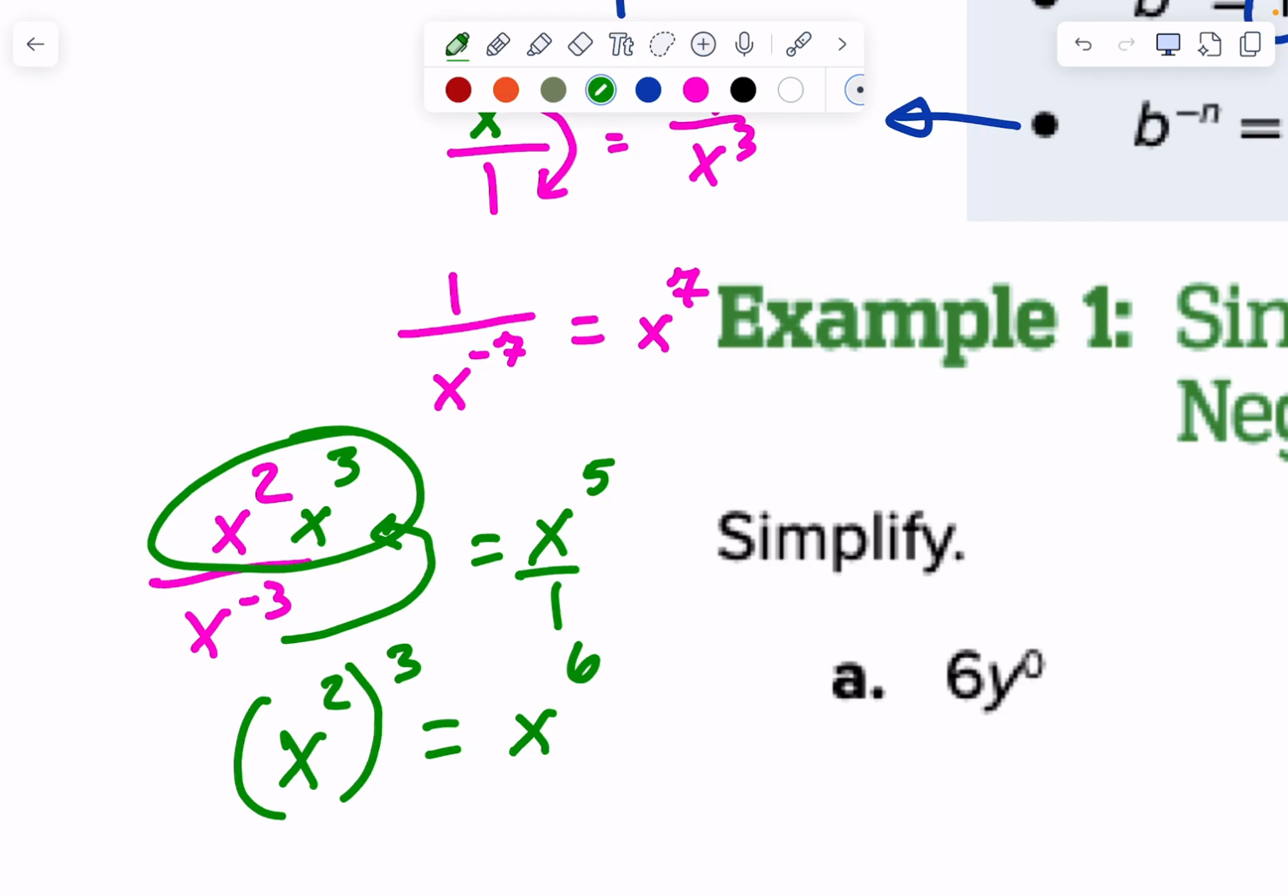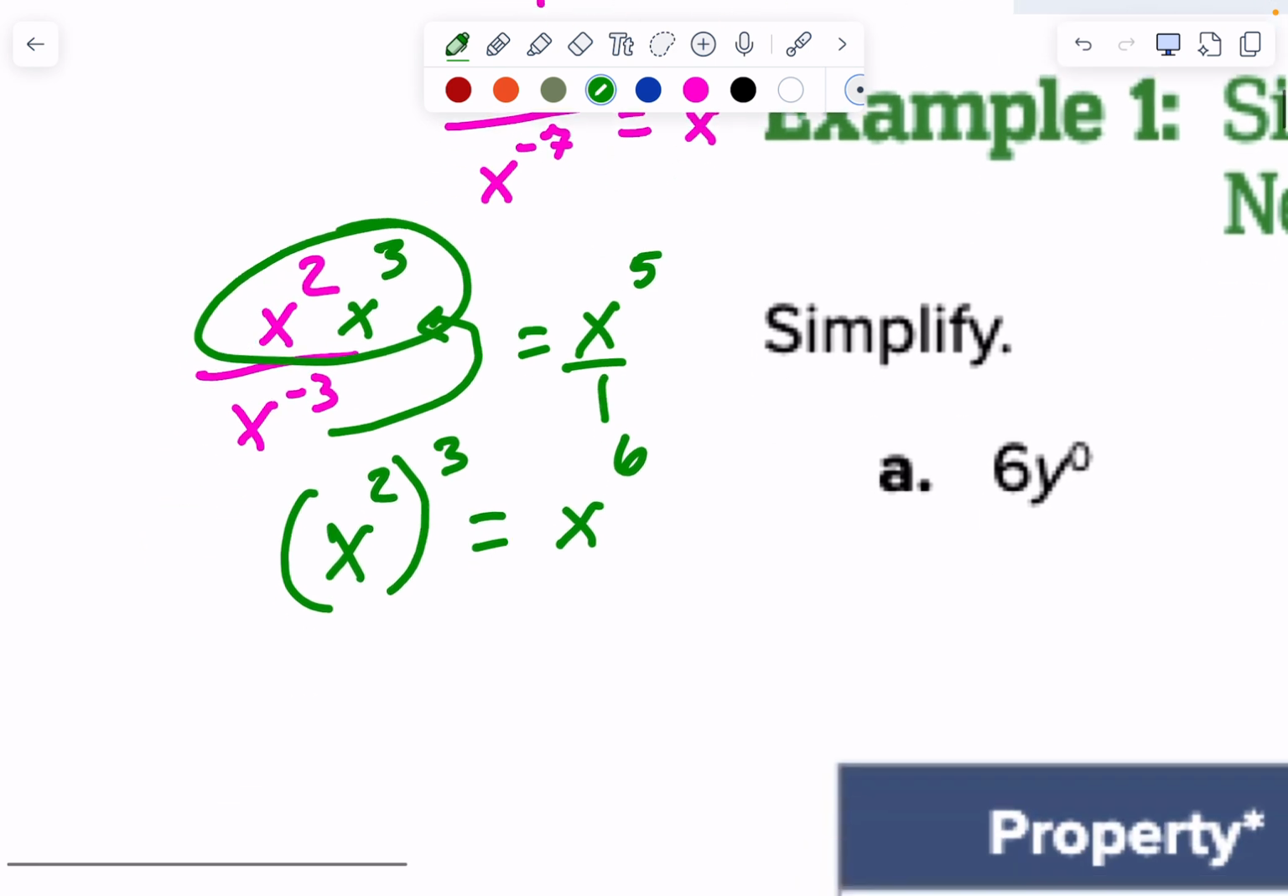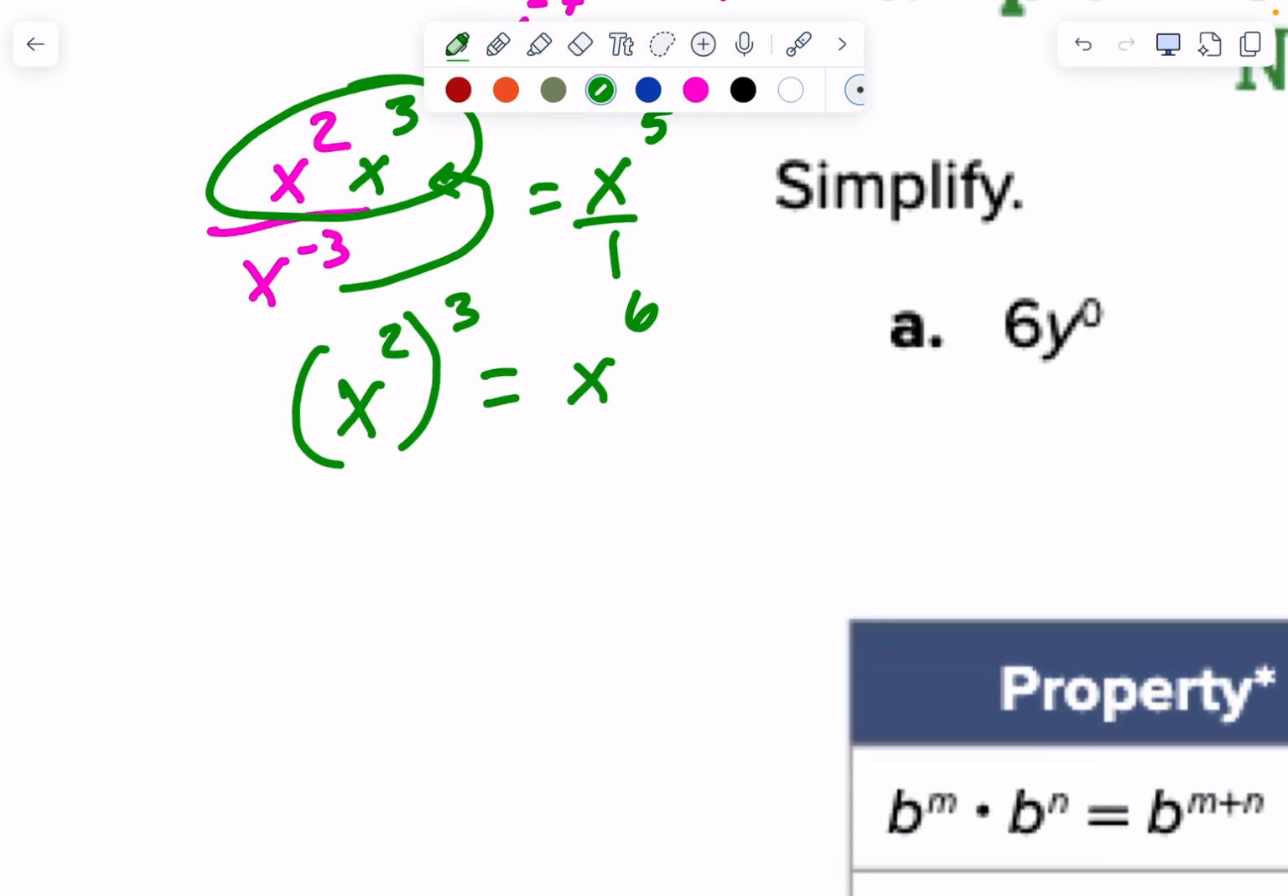I tried, but it didn't work. The negative's on the top, so like x to the -2 over x. Okay, let's do this. Let's say I have x squared over x cubed.